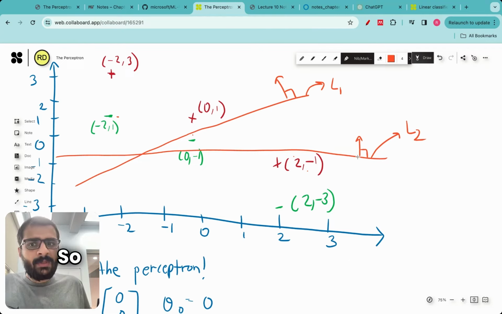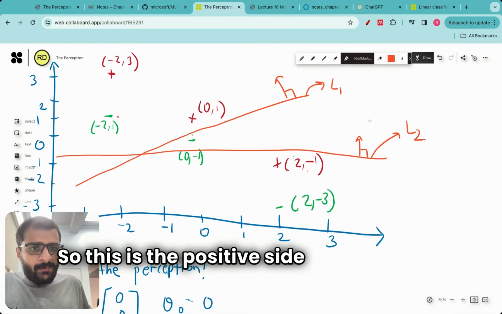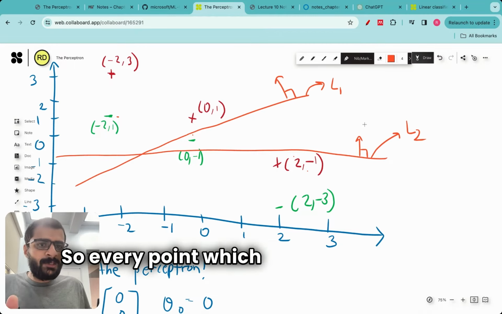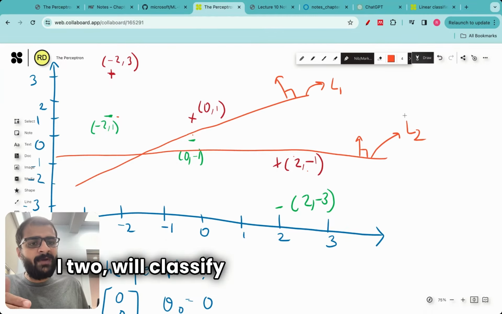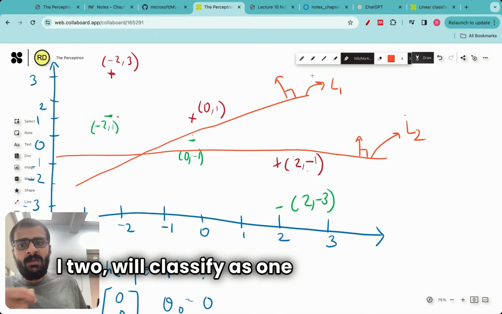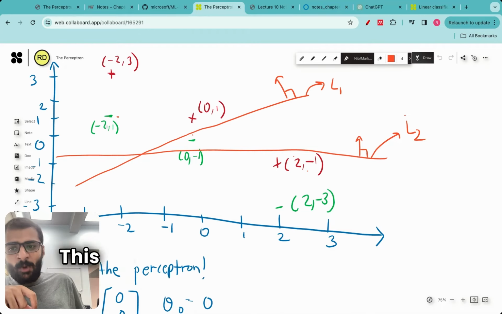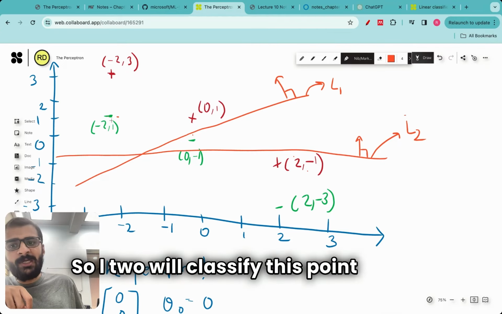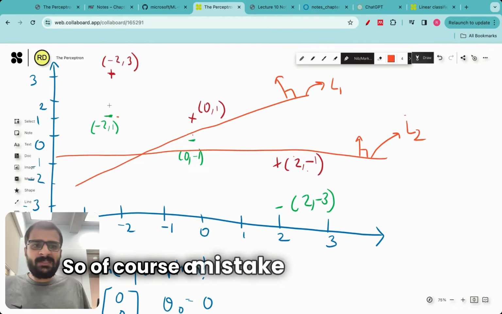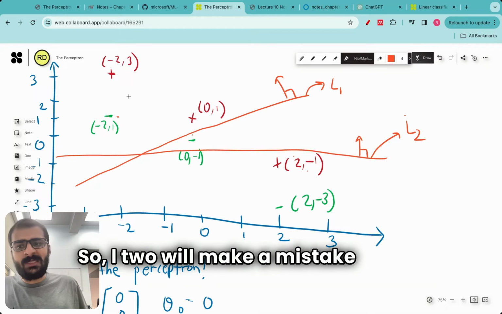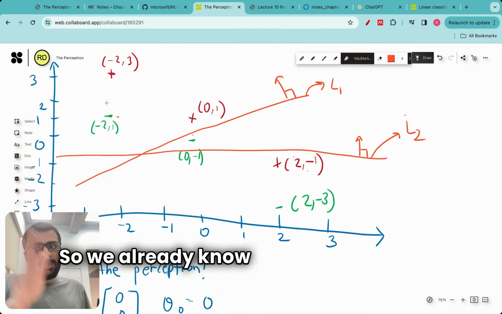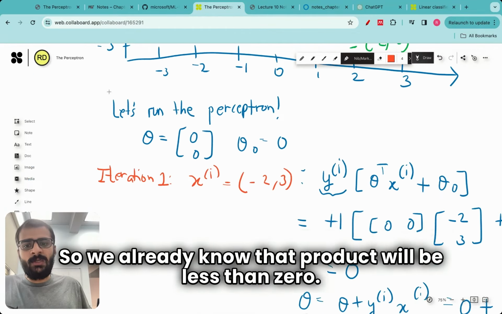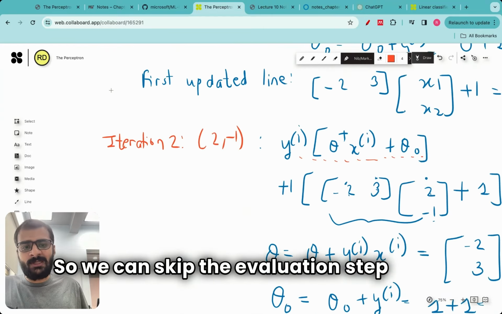So this is the positive side of the normal, right? Every point which lies on the positive side, L2 will classify as plus 1, and minus 2 comma 1 lies on the positive side of the normal. So L2 will classify this point as plus 1, so of course a mistake has been made. L2 will make a mistake on this point, so we already know that that product will be less than 0. So we can skip the evaluation step there.